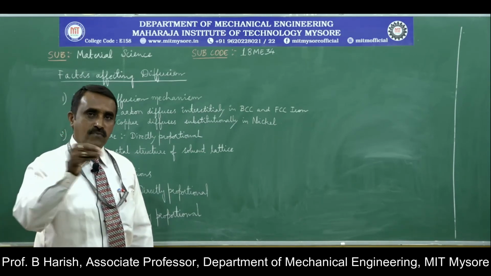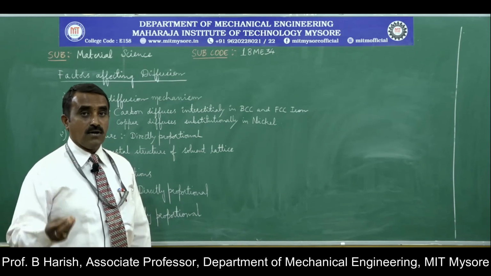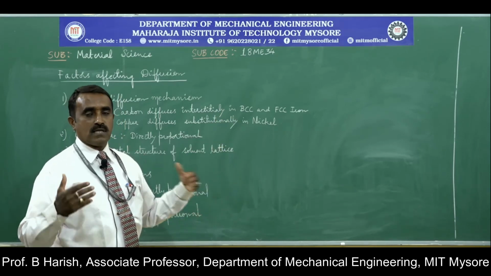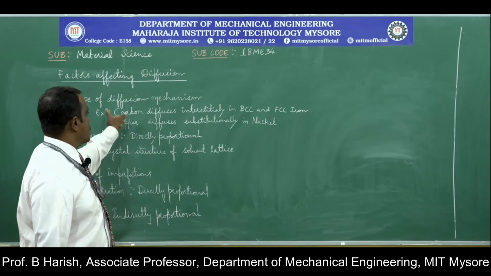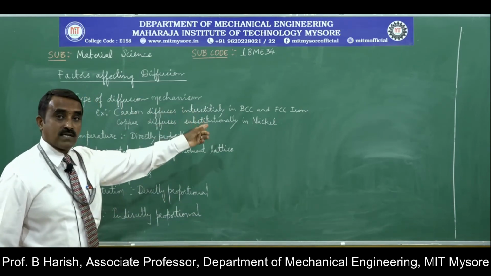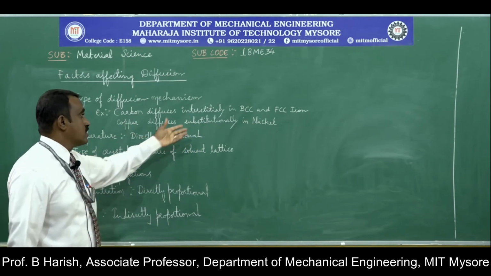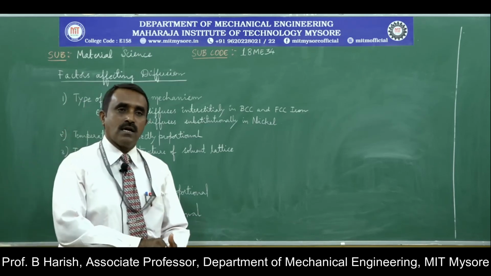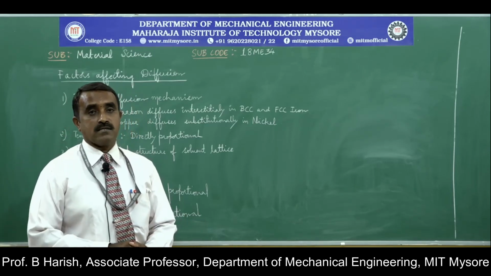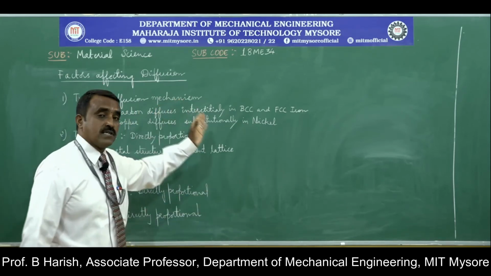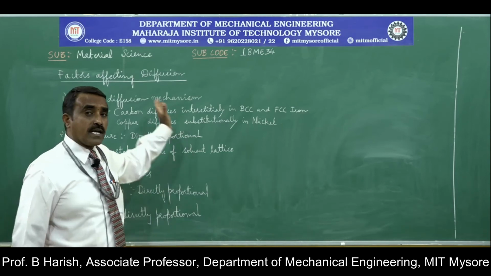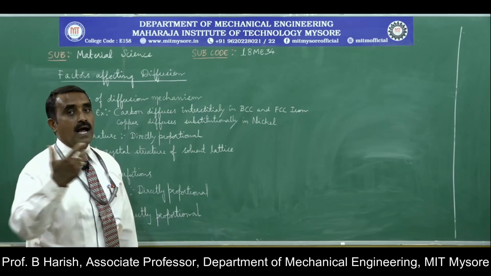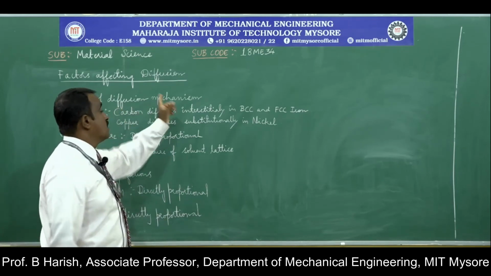So carbon diffusing into iron having BCC and FCC structure will vary. The rate at which diffusion takes place will vary. That is how the diffusion mechanism affects the diffusion process. One more example: copper diffusing substitutionally in nickel. Nickel is the host atom, copper is added to nickel, and that takes place by the substitutional mechanism. What type of mechanism by which diffusion takes place defines the diffusion rate, at what rate atoms are diffusing. That is the first factor.